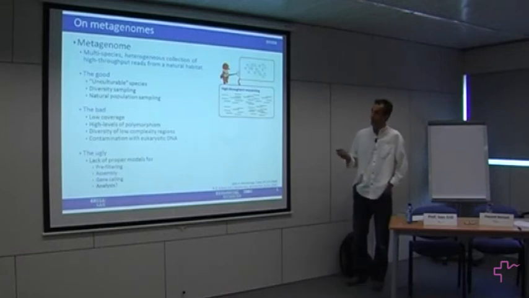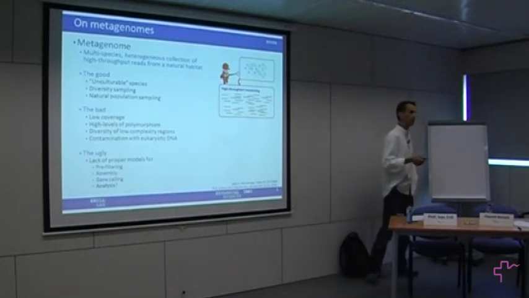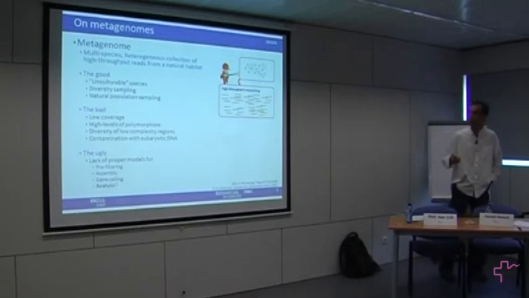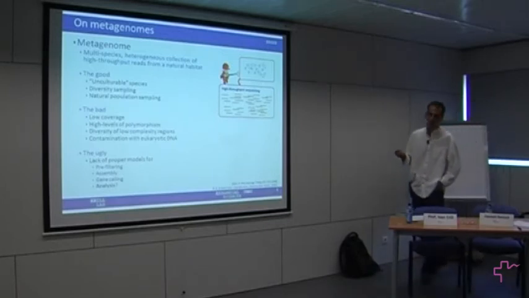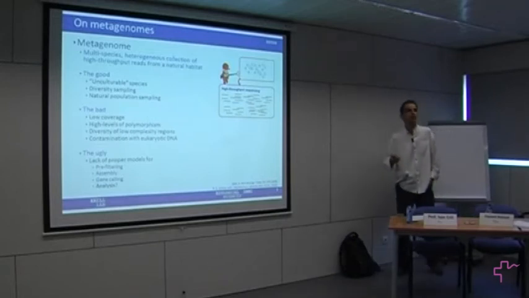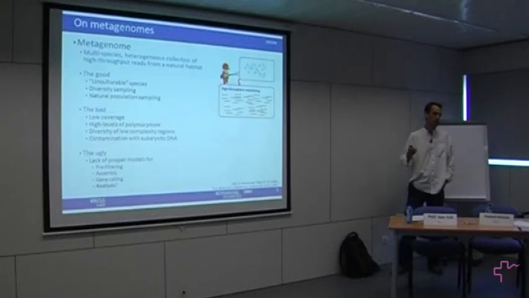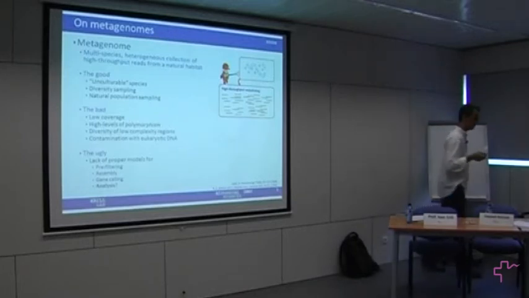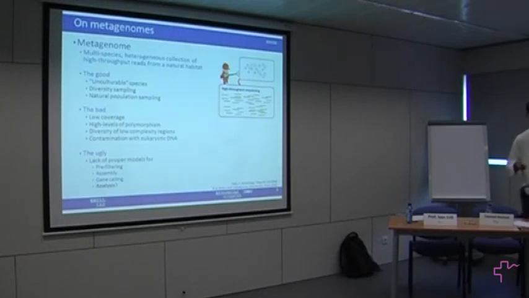And that has some good, bad, and ugly properties. The good property is that we get to see lots of unculturable species. There's some debate as to what unculturable means, but it basically means hard enough for a lazy biologist to figure out how to culture. So there are things that are not easy to culture and therefore are uncultured.